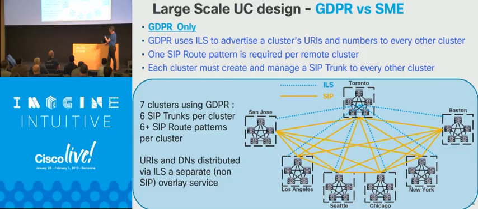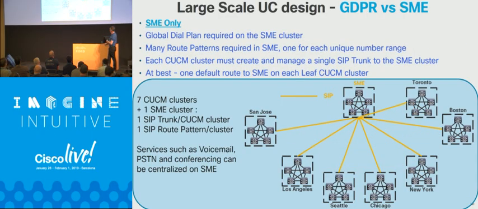In each cluster I have a single route pattern, or six route patterns, so one route pattern for each of these remote clusters, representing any of the number ranges and any of the URIs. With SME, I get a single trunk, but now I need to have multiple route patterns here. It can get pretty complex in the SME cluster.